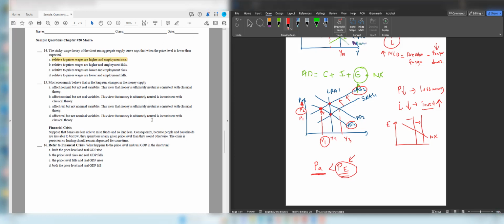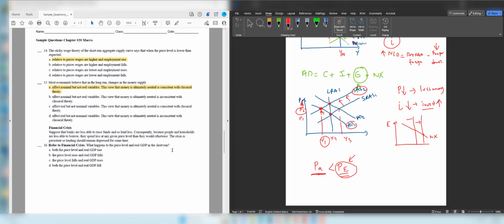Question 15. Most economists believe that in the long run, changes in the money supply do not affect the real variables. Okay, that's what I explained in the previous question. And they do change nominal variables. So it's going to affect nominal, but not real. This view that money is ultimately neutral is consistent with classical theory. Classical economists always say that money is neutral in the long run.